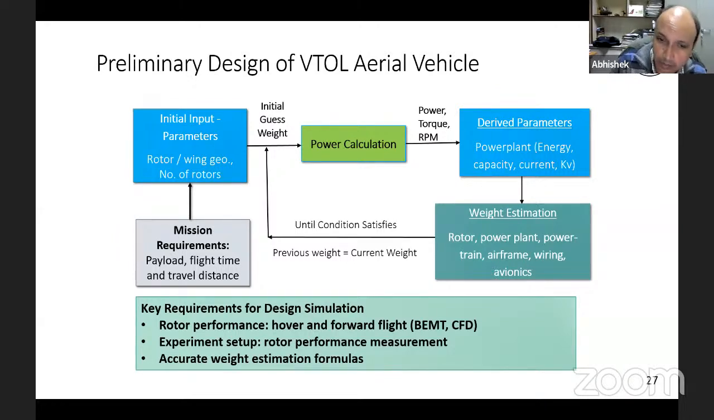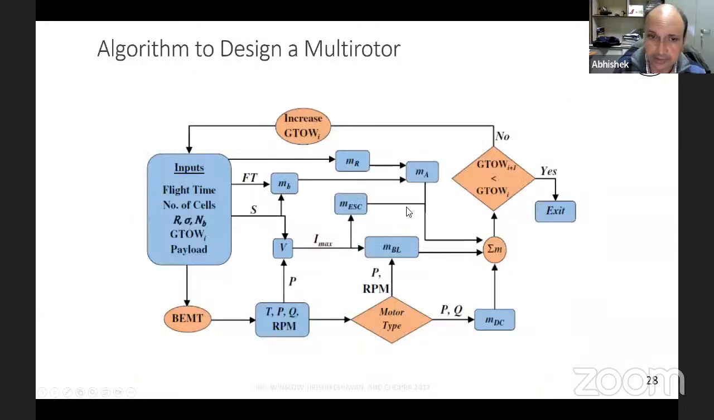But beyond that, there are more advanced techniques like blade element momentum theory. One can do CFD, and BEMT is also very easily doable. One can write a simple small code, and all these are readily available in books on helicopter theory. Like I already mentioned, the weight formulas now have to be sourced from different places. There are research papers also where people have given these weight formulas for designing your eVTOL systems.